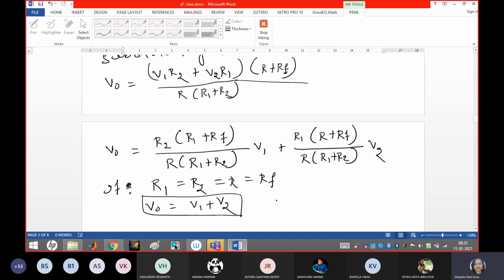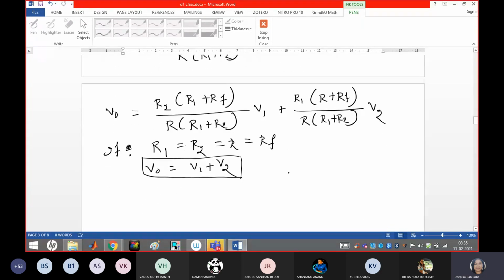Guys, if you think about the words non-inverting and inverting, if the negative sign comes, the circuit belongs to the inverting summer. If there is no negative sign, just the individual sum of the inputs, it is a non-inverting summer. Summer means addition of the individual inputs. The output voltage will become like this, and here there is no phase difference.